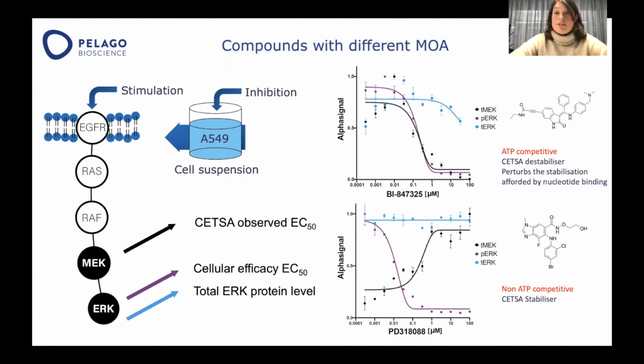We did the same study with the ATP competitive compound, that was, as I said before, destabilizing MEC1 upon compound treatment. But in the same manner as the allosteric compound, it was also affecting the level of phosphorylated ERK, but not affecting the total level of ERK.